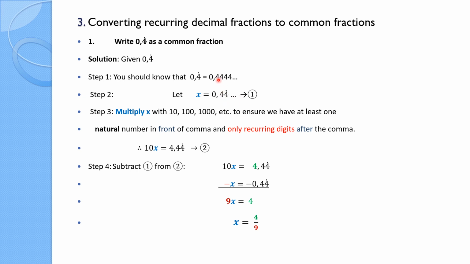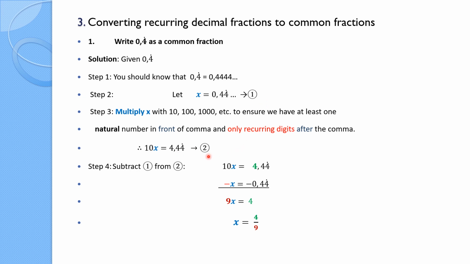Because I have 1 digit, 4, recurring after the comma, I need to move the comma one space to get a natural number in front of the comma. So we are either going to multiply all this by 10, 100, 1,000, etc., all in multiples of 10, to ensure we have at least one natural number in front of the comma and a recurring digit after the comma. So if I multiply by 10x, the comma moves one space and I end up with 4,44 recurring. So there's my equation 1.